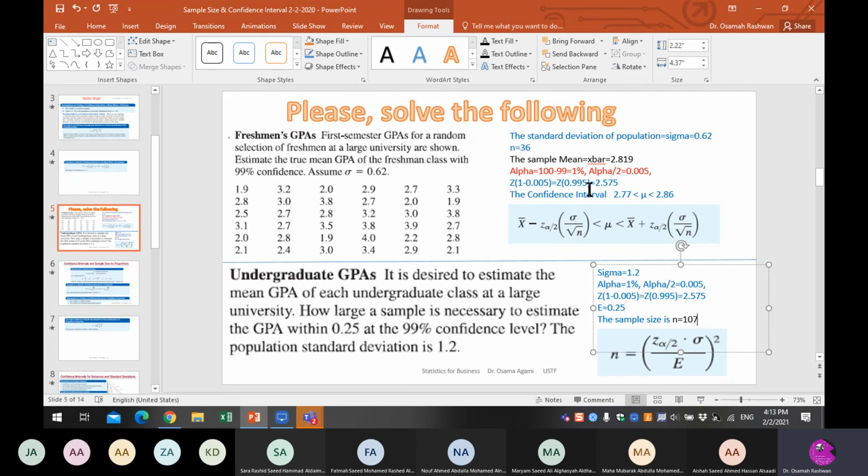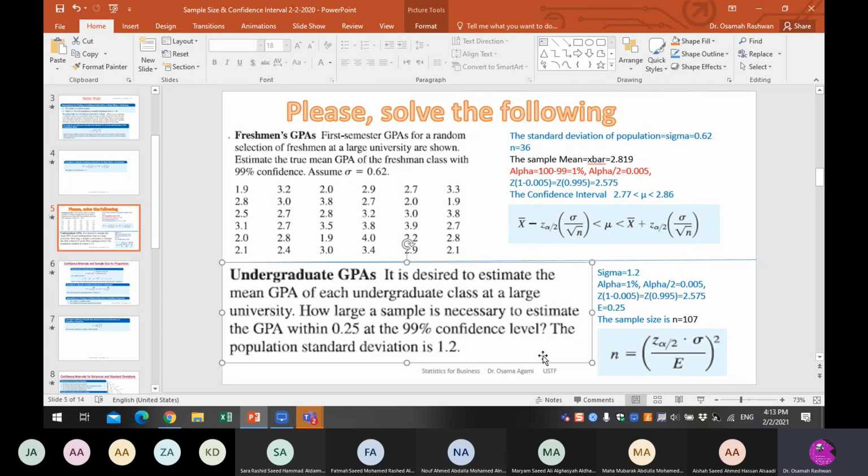I think now we have managed how to find the confidence interval and how to find the sample size if we are given sigma. Inshallah, we'll take a break and get back to a question where we don't have the standard deviation of the population sigma, right? See you after the break.